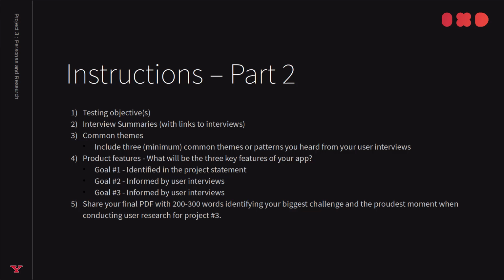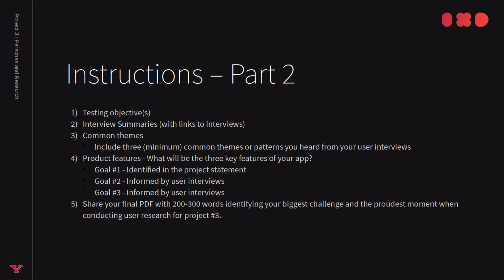Of course, if anybody was curious, if you use this as a presentation or a portfolio piece, they can always go back and click on the links and watch those interviews themselves. So include those interview summaries here, as well as then common themes. So include 3 at minimum common themes or patterns that you picked up on or you heard from your users in the interviews. And then finally, the product features that you're going to include in your app.